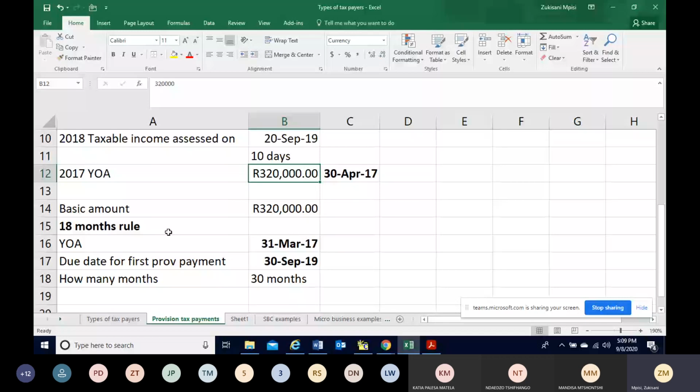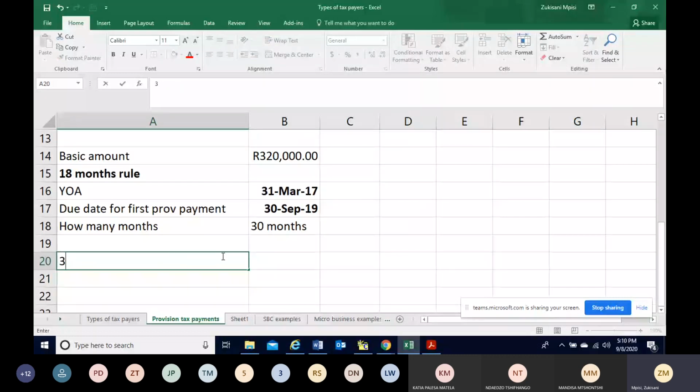Remember, the amount is correct as per 2017. You need to adjust it now for 2018, for 2019, and for 2020. So how do you adjust it? You adjust it by applying the 8% per annum. So in this case, we are going to say 320,000 multiplied by 8%, multiplied by 3 years, which gives you 76,800.